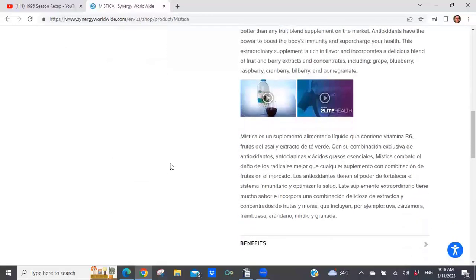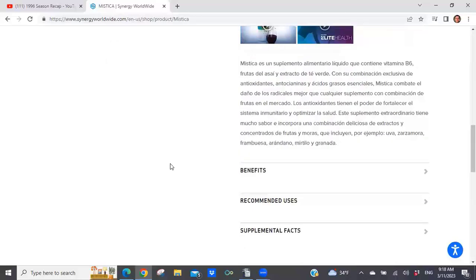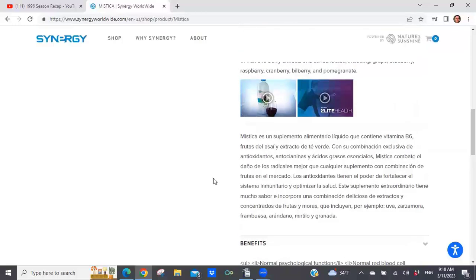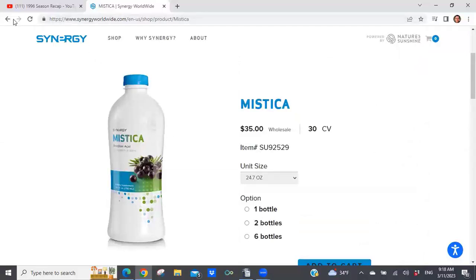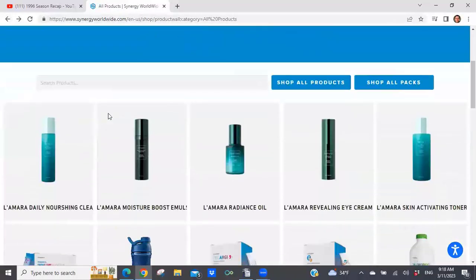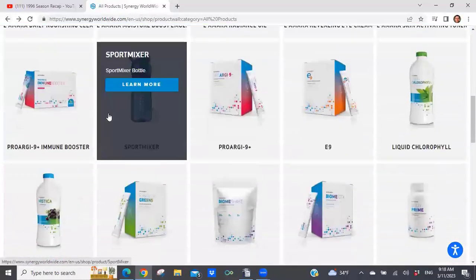And the nice thing about Synergy Worldwide is there's a lot of great information that you can find for this product. You can look at its benefits here. Oops, I guess you can't. So anyways, Mistica would be my first go-to product. If I was going to want to increase my antioxidant intake, Mistica is my go-to product as the first and foremost one to take.